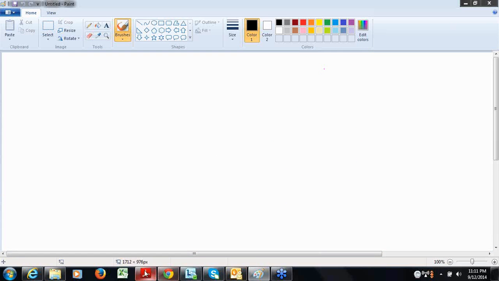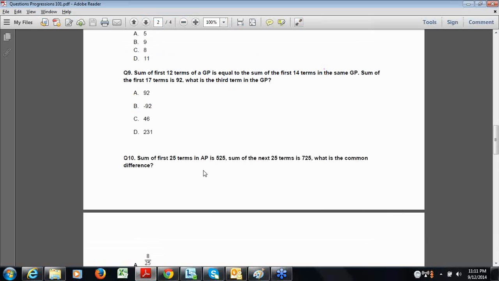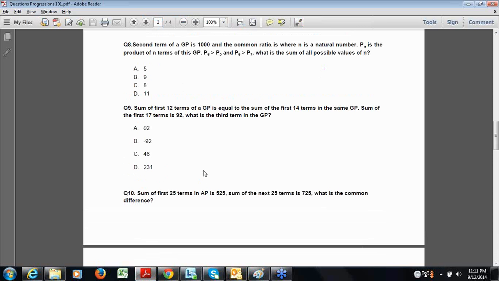Let me go to the question sheet. So the sum of first 12 terms of a GP is equal to the sum of first 14 terms of the GP. The sum of first 17 terms is 92. Then what is the third term of the GP? It's a very simple question if you see it clearly.